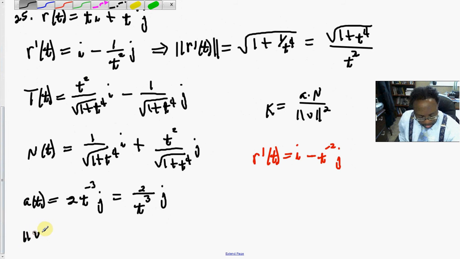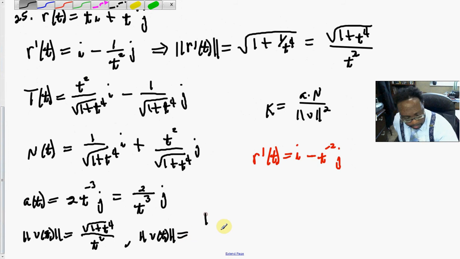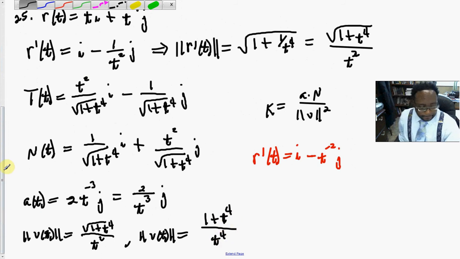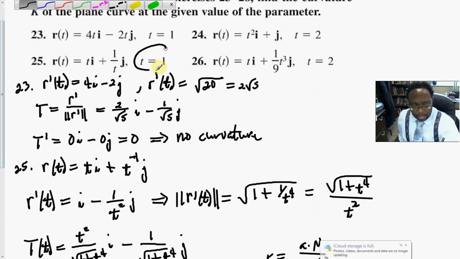So the norm of this velocity vector is this number here, the square root of 1 plus t to the 4th all over t squared. So the norm of the velocity to be squared is just 1 plus t to the 4th all over t to the 4th. And for this particular number, number 25, t is equal to 1.